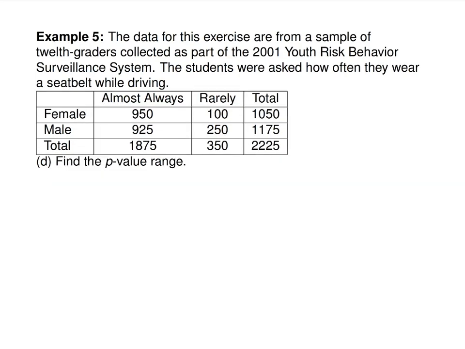Okay, next, find the p-value range. So first note that the degrees of freedom here are 2 minus 1 times 2 minus 1, or 1. And then we look at a chi-squared table. Okay, and the biggest chi-square statistic in the degrees of freedom 1 row is 10.83, and our chi-square statistic is even bigger. So we can conclude that our p-value is less than 0.001.